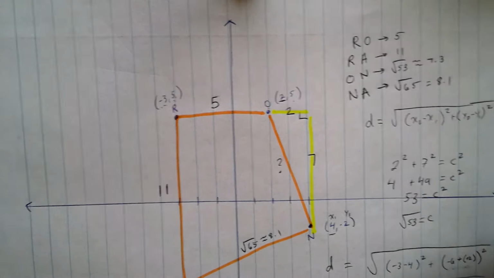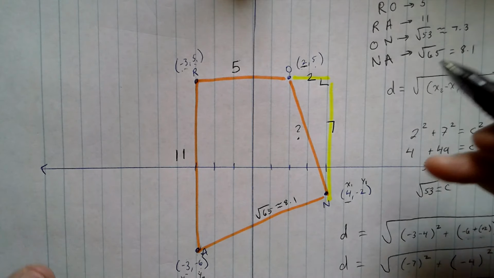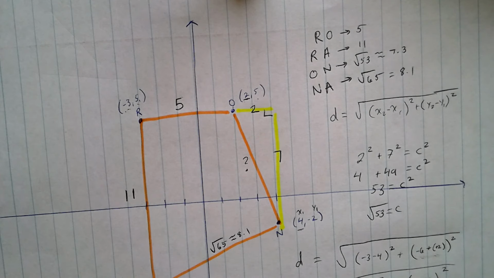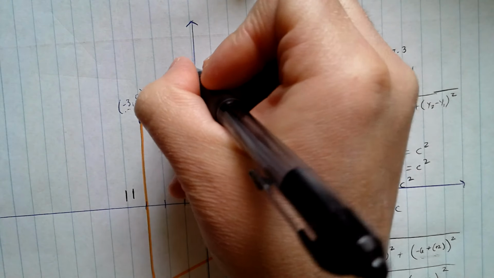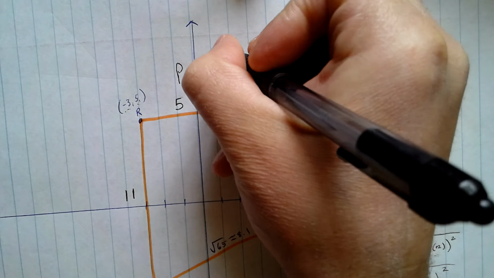And now, since the original question asked for the perimeter of this figure, we just add the numbers together. 5 plus 11, which again, if you want to use a calculator, go for it. 5 plus 11 plus 7.3 plus 8.1 gets us our perimeter of P equals 31.4 units.